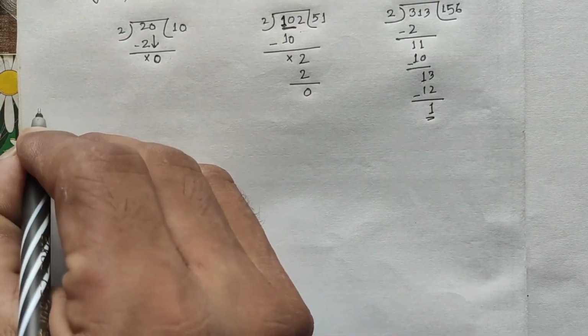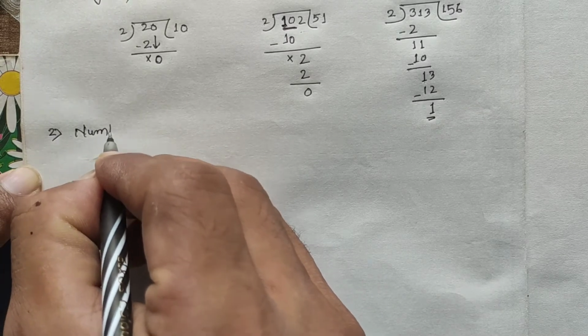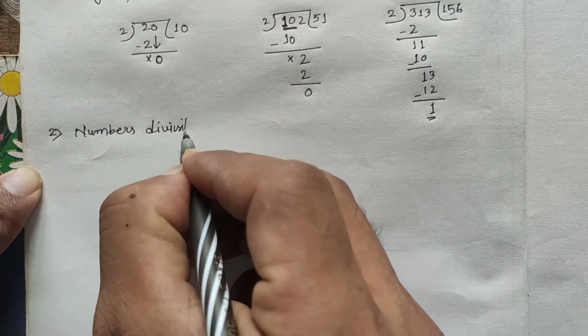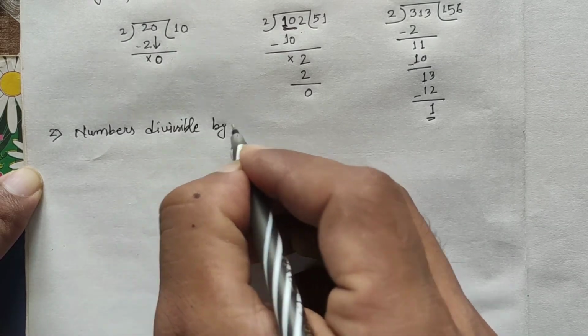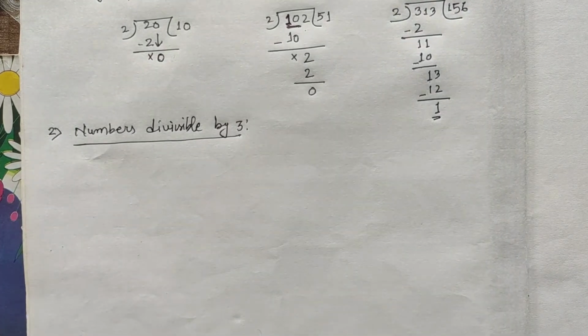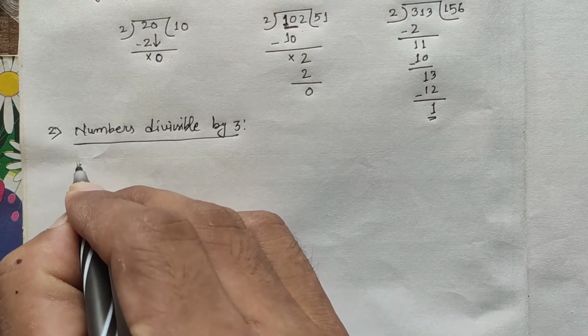Okay, so our next one is numbers divisible by 3. To see whether a number is divisible by 3 or not, let's write its definition first.